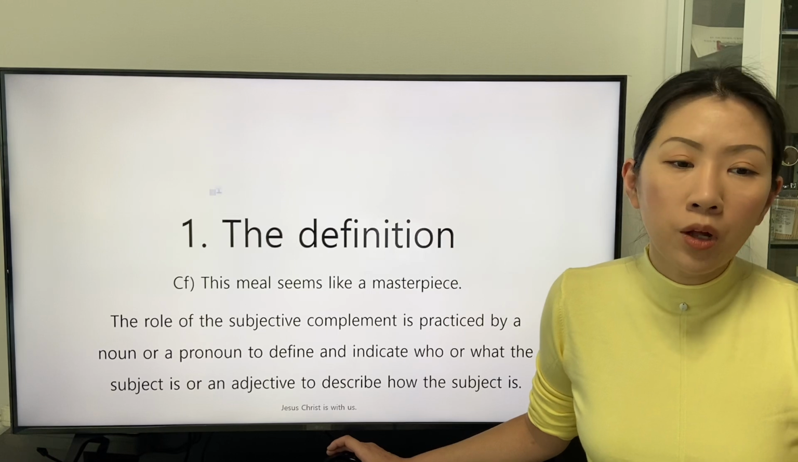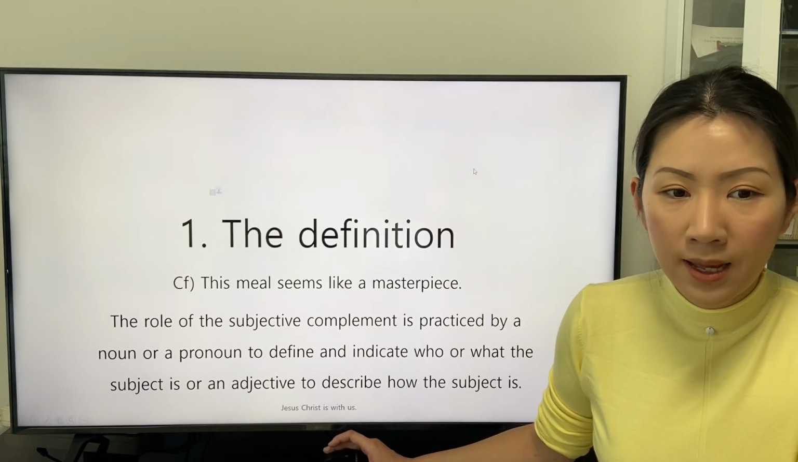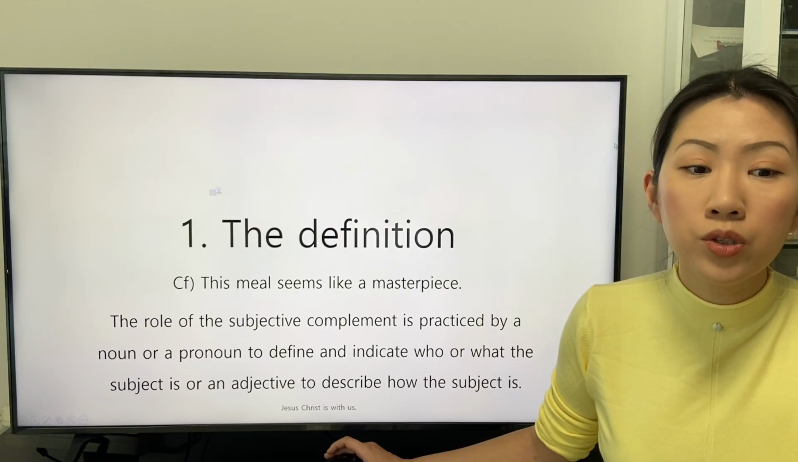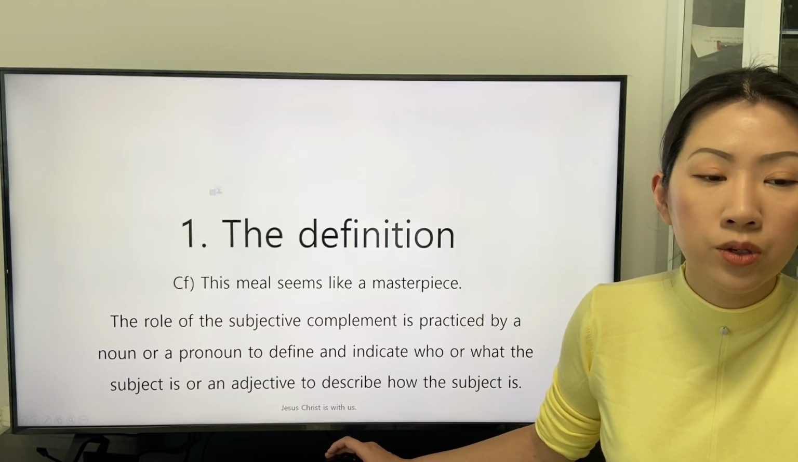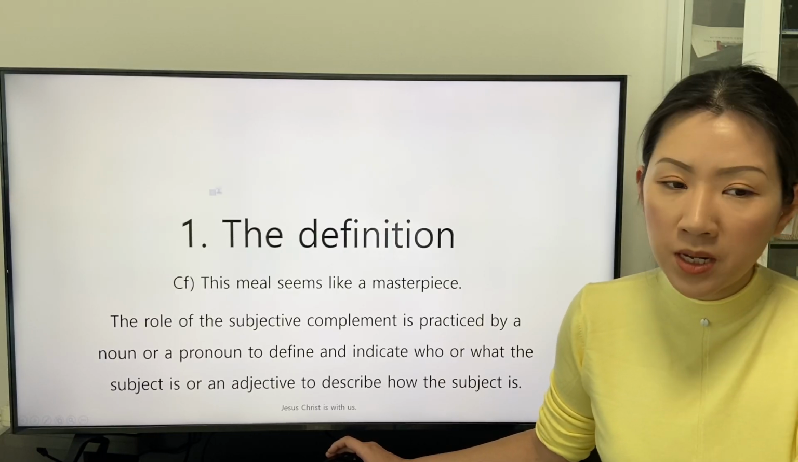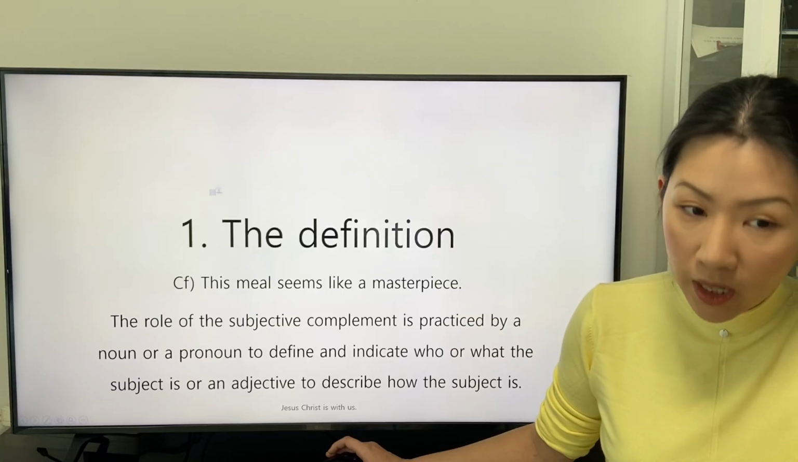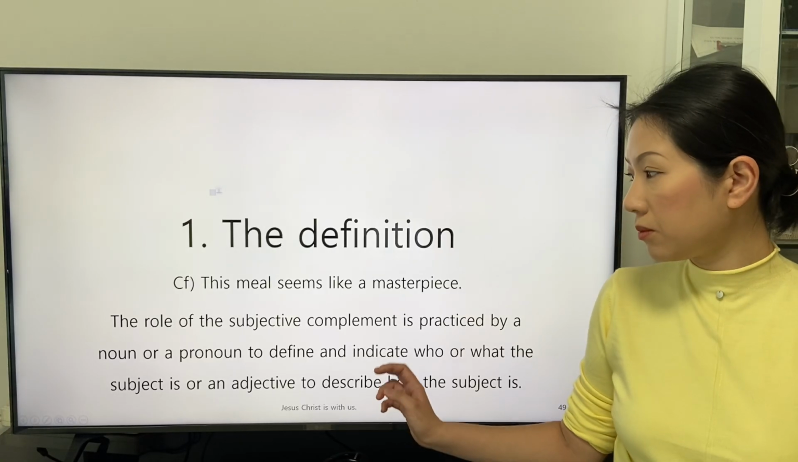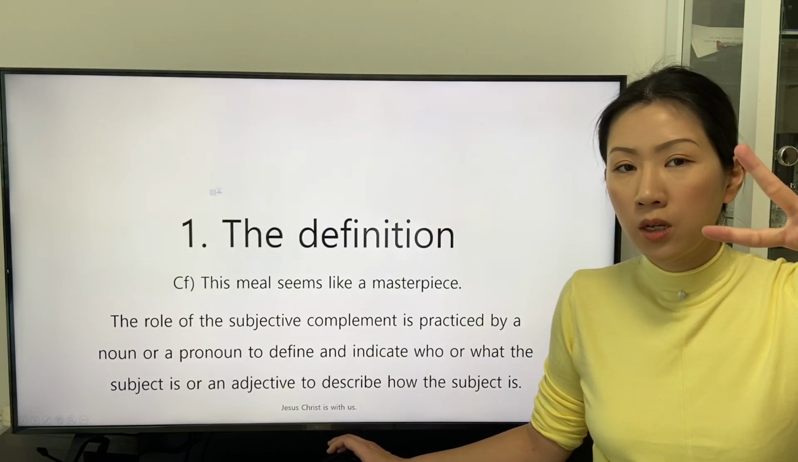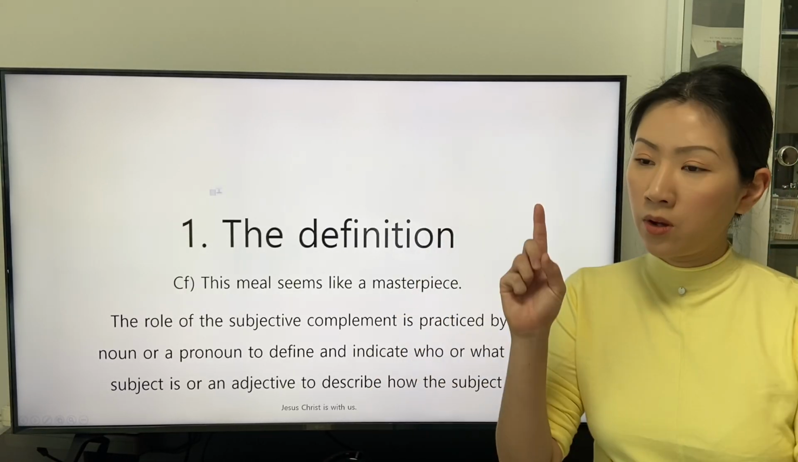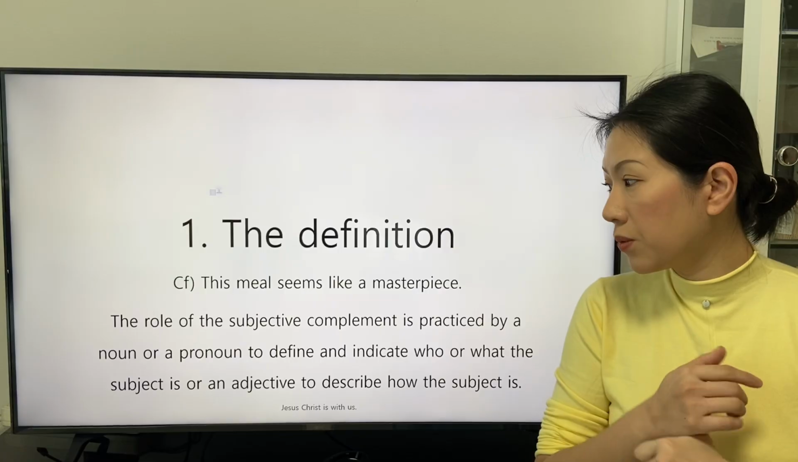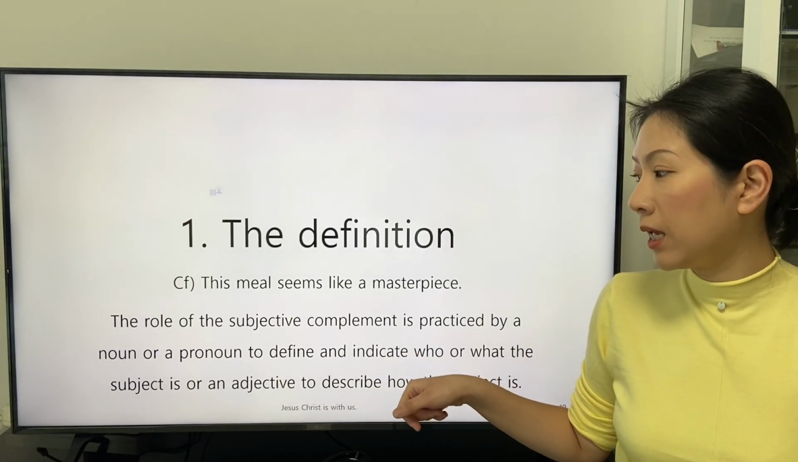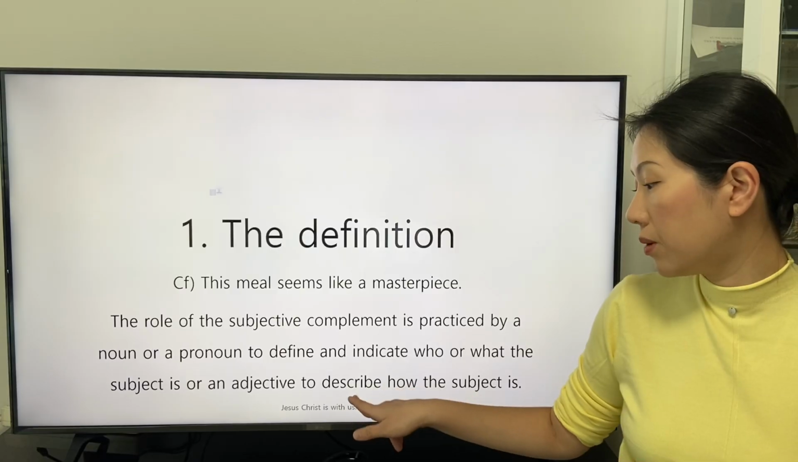The role of the subjective complement is practiced by a noun or a pronoun to define and indicate who or what the subject is, or an adjective to describe how the subject is. There are two ways to describe the subject. The first way is to define and indicate, and the second way is to describe.